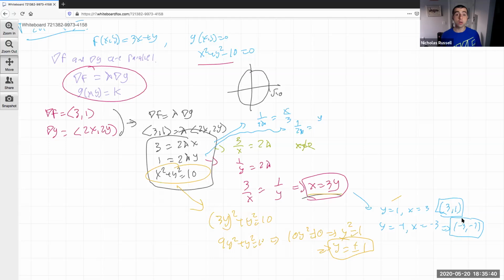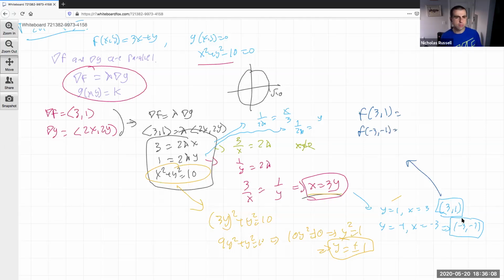The last thing we do for the Lagrange multiplier method is we now take all the points we've collected, the possible points that are extreme, and we plug them back into our function that we want to see what the max and min are. So what we do now is we take these 2 points, and I want to calculate f of 3, 1 and f of negative 3, negative 1.